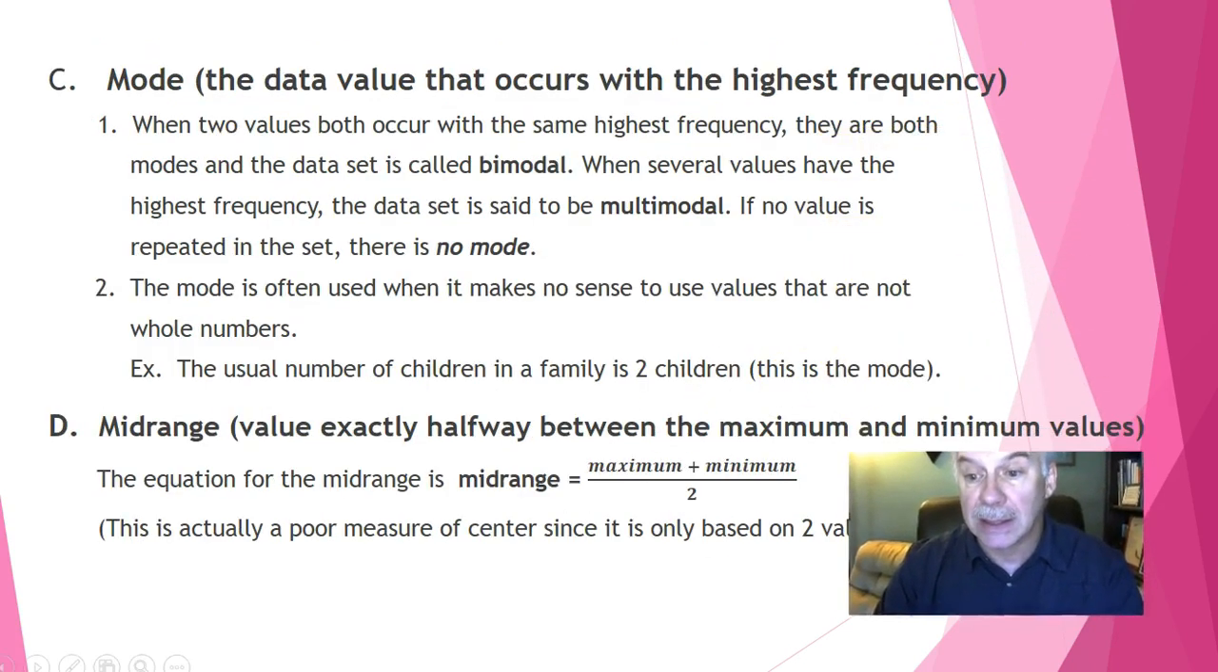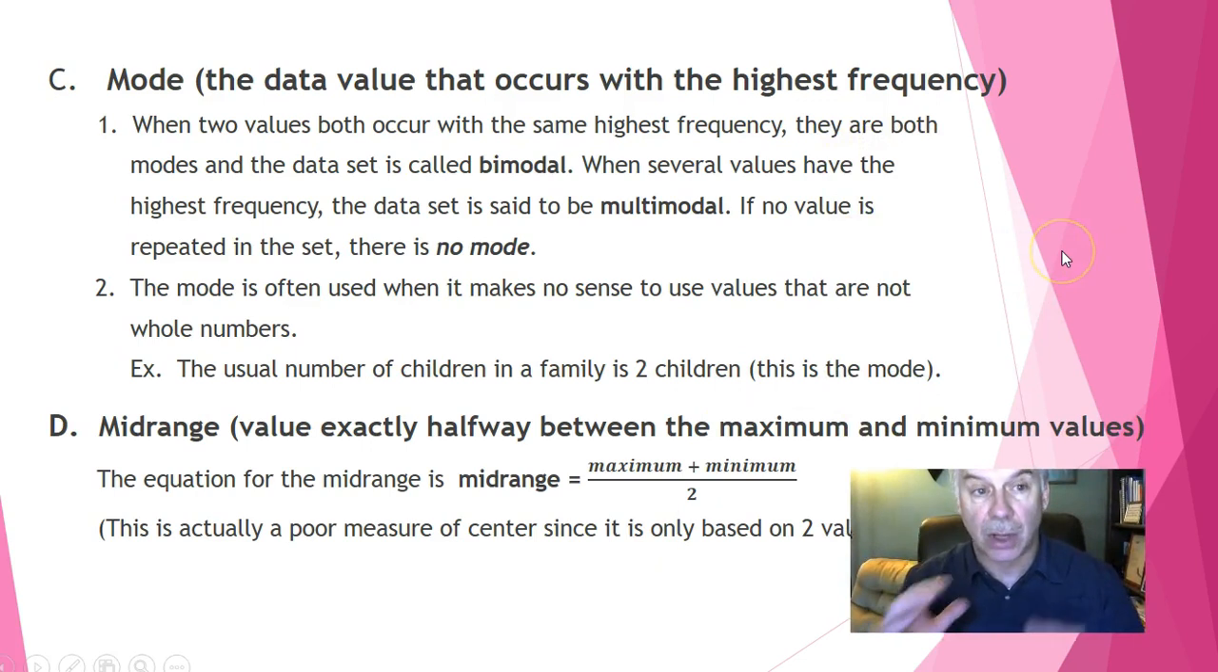So now let's talk about the mode. Another measure of center, of where the center of the data is, is the mode. This means it's the most frequently occurring number. That's what the mode is: the data value that occurs the most frequently.